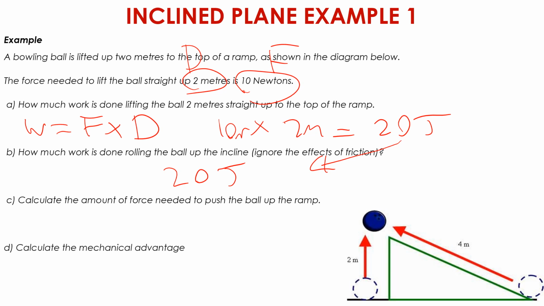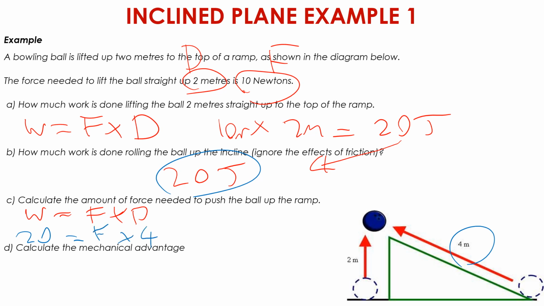Part C, calculate the amount of force required to push the ball up the ramp. So again, we use the formula work equals F times D. We know that the work is 20 J. I worked that out before. We know that our distance is 4 meters. So F is our mystery figure. So therefore, we just do a bit of maths. We divide 20, our work, by our distance 4, and we get a force of 5 newtons.